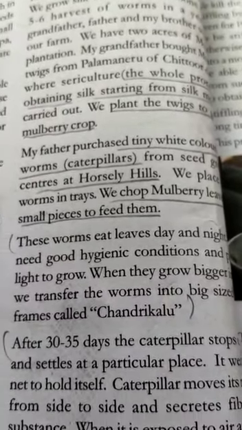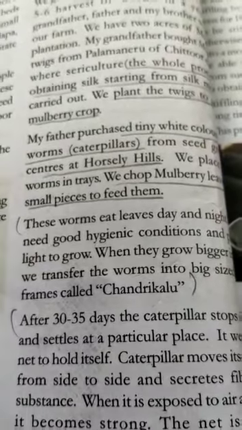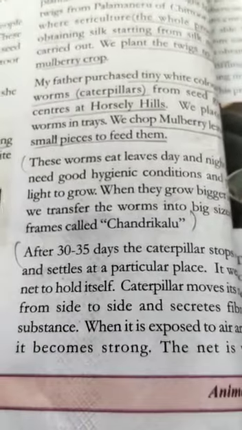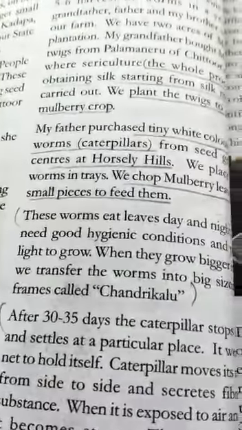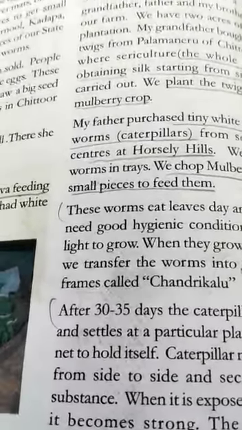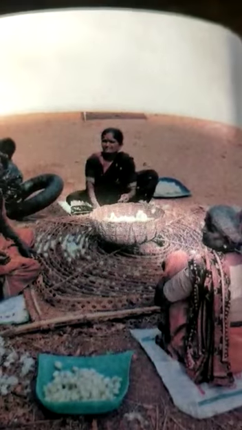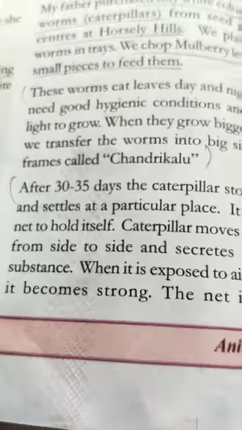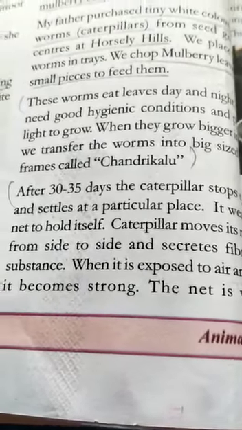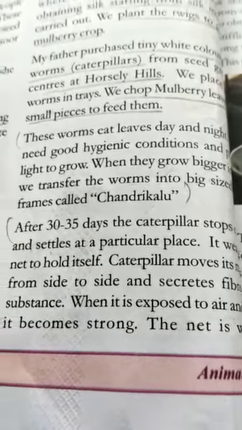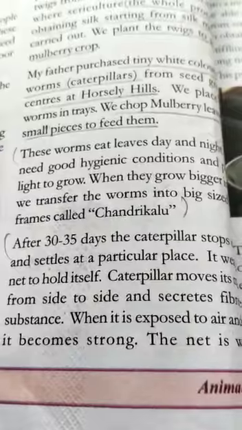Next what happens? These caterpillars eat the mulberry leaves. We chop mulberry leaves into small pieces, no? They eat the mulberry leaves, and by eating they will be kept in the chandrikalu, wooden frames. What are chandrikalu? These are chandrikalu, wooden frames, round frames. There they live for 30 to 35 days. After 30 to 35 days, the caterpillar stops eating and settles in a particular place. Only 30 to 35 days it will eat the food.